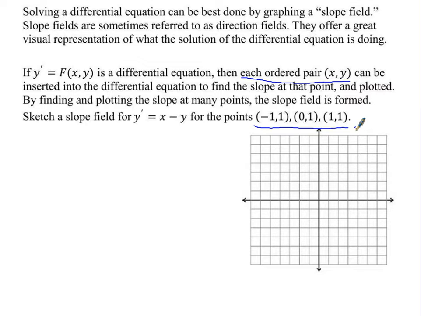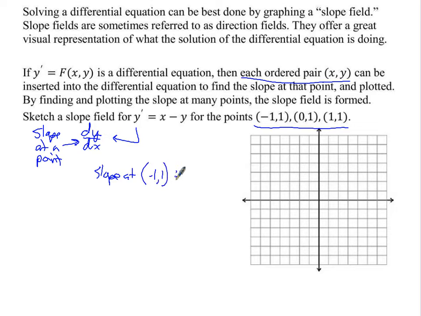So first, let me remind you of what y prime means. What is y prime? Right, it's dy over dx, which is the slope at a point. So we are going to find the slope at negative 1 comma 1. And we'll find the slope at 0 comma 1. And then the slope at 1 comma 1.